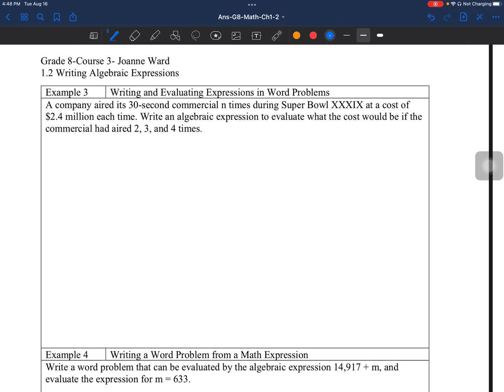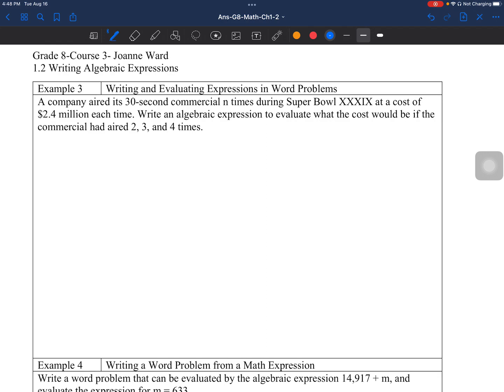Then the next one. A company aired its 30-second commercial n times during the Super Bowl at the cost of 2.4 million each time. So how do we write an algebraic expression to evaluate what the cost would be if the commercial aired 2 times, 3 times, or 4 times? Let's just let n equal the number of times the commercial aired.